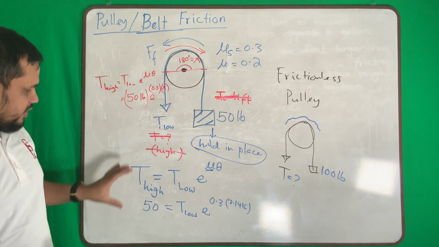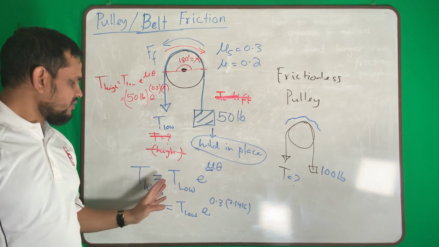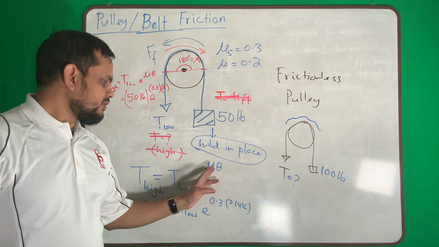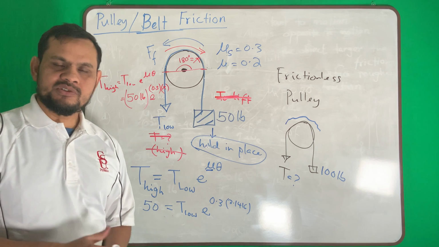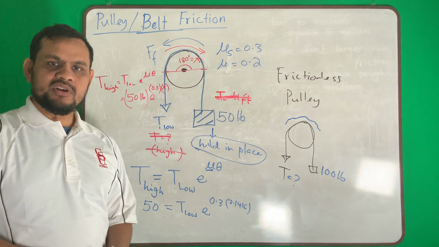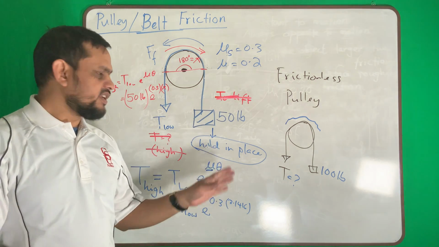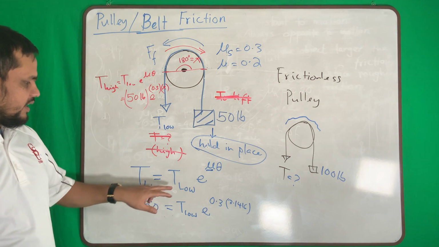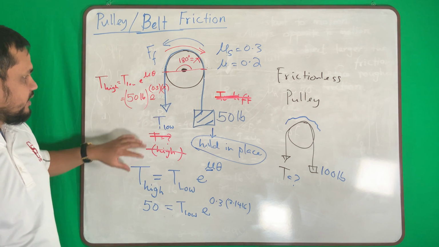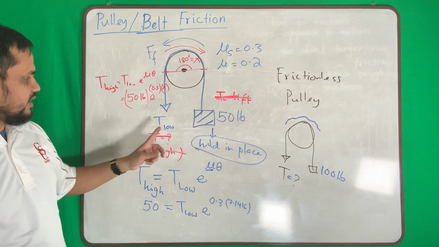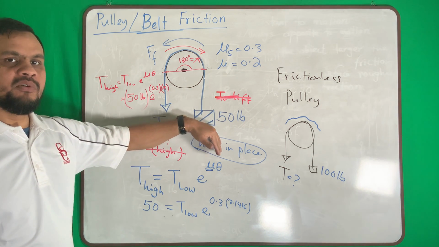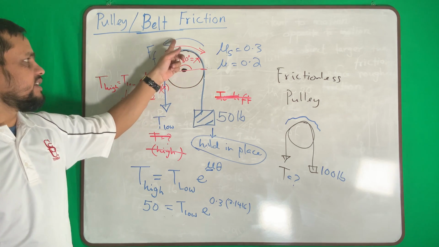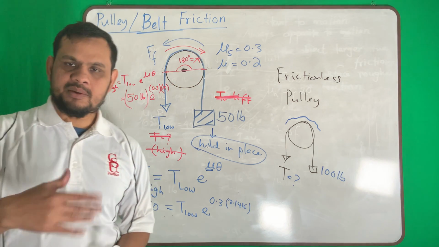So hopefully you understood this equation: T high equals T low e to the power mu theta. Which one is T low and which one is T high depends on the impending motion. If you want to hold the object in place, this will be T high and this will be T low, because it is going down and you are holding it back. So your friction is helping you. You have to think about it.